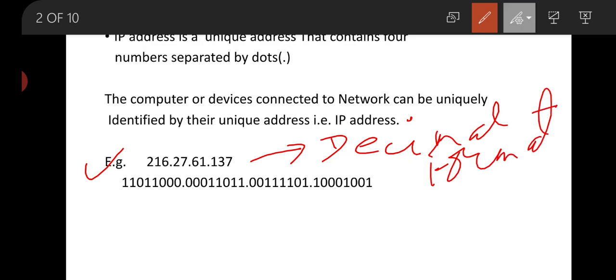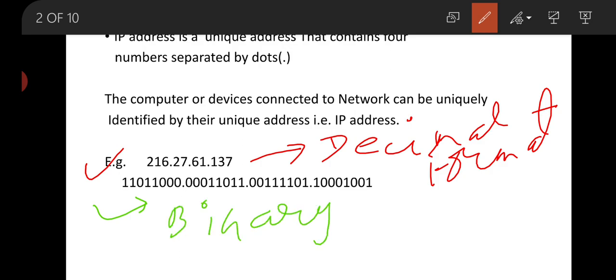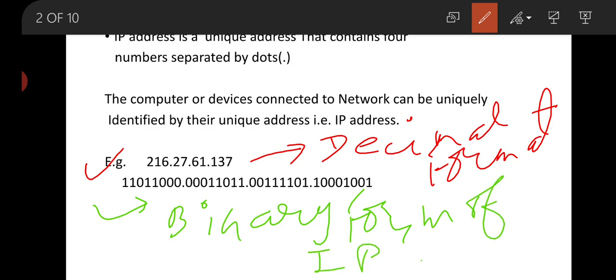But this is not understandable by the machine, so we must convert this IP address into binary format. This is the binary form of your IP address.